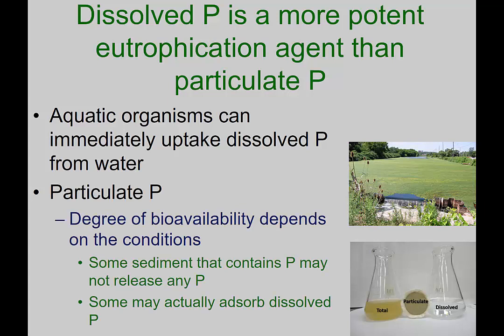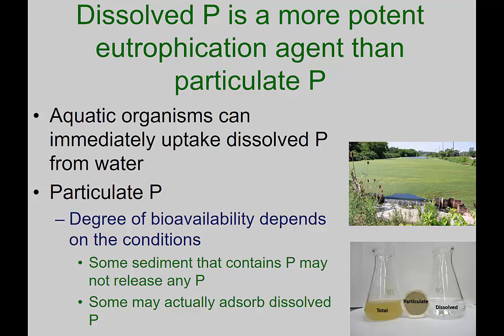Depending on the conditions, depending on how much phosphorus is on that sediment, the mineralogical nature of that sediment, some sediments may release that phosphorus. Other sediments may not release that phosphorus. It may actually absorb phosphorus from the water column. So from that regard, dissolved phosphorus is a much more potent eutrophication agent than particulate phosphorus.